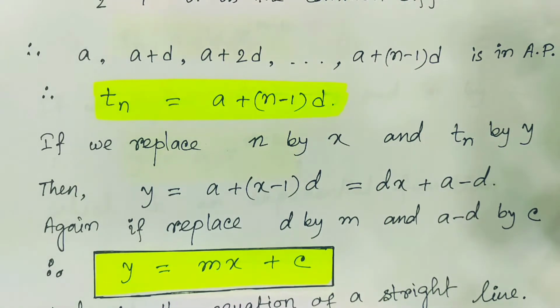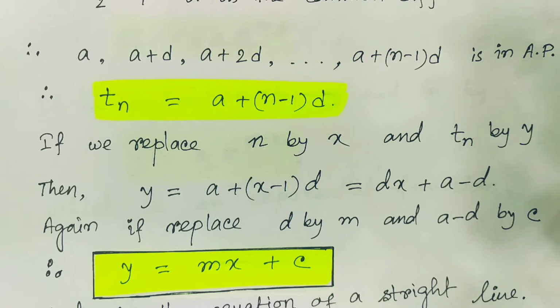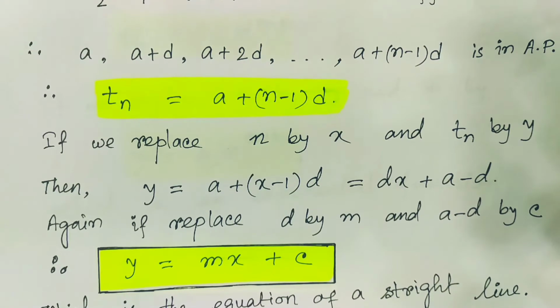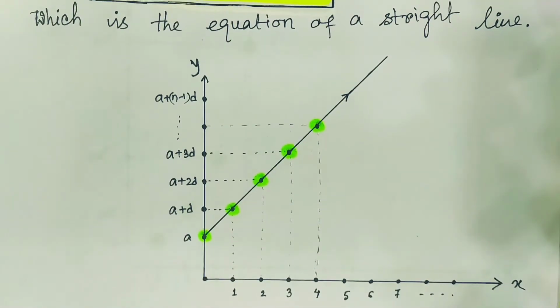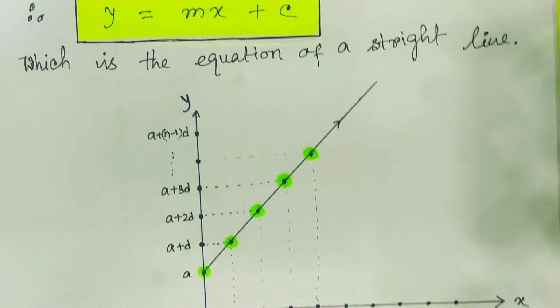Now I think this is a very well known equation to you. Yes, this one is the linear equation. This is the equation of a straight line. So we can say that any AP, arithmetic progression, can be expressed by a straight line or a linear representation.